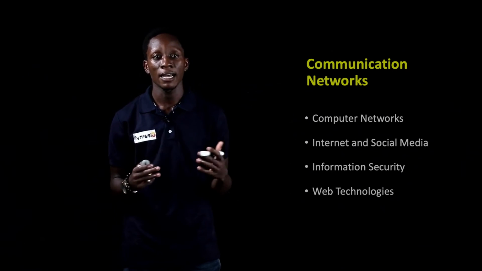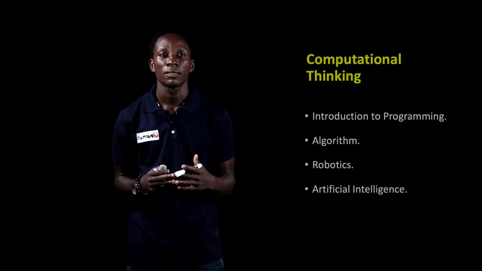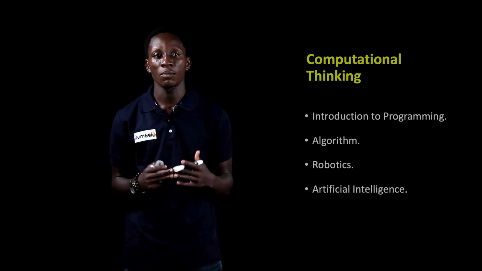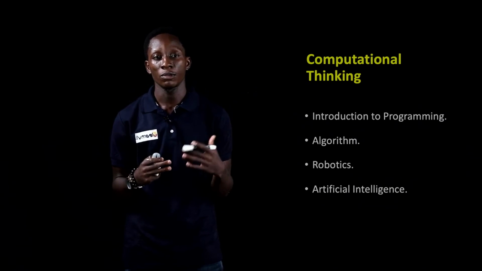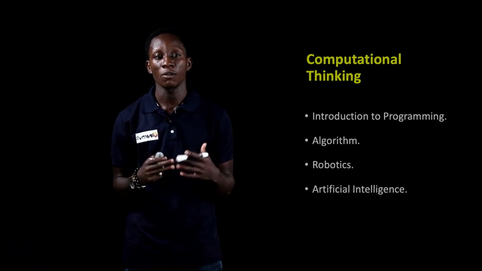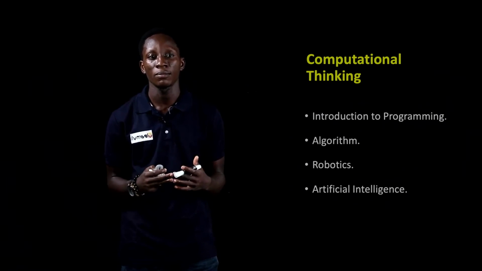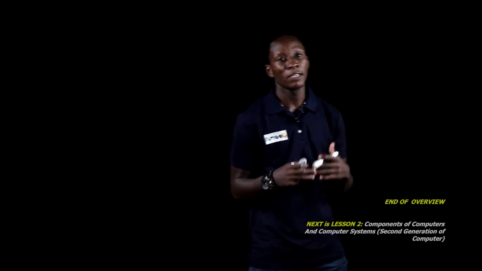Now let's take a look at the last topic, which is the Computational Thinking. Under this one, we will talk about Introduction to Programming. From there, we talk about algorithms. Thirdly, we will talk about robotics. And the last of them will be artificial intelligence. So these are the major topics and subtopics that we need to look at the term of this course.